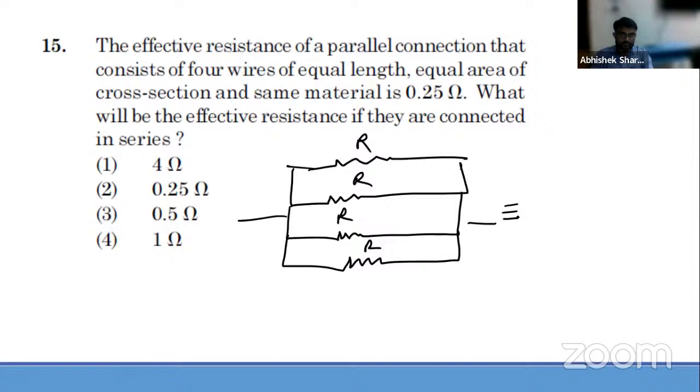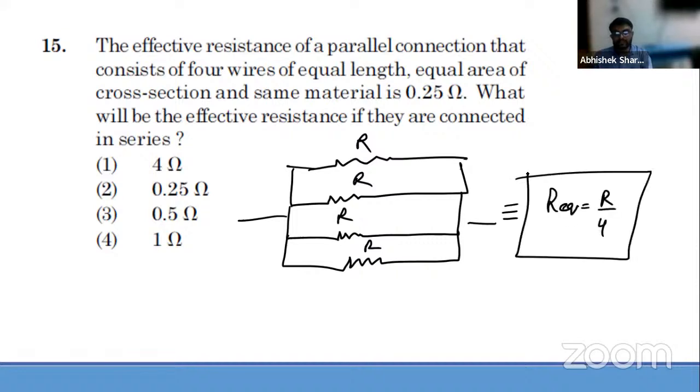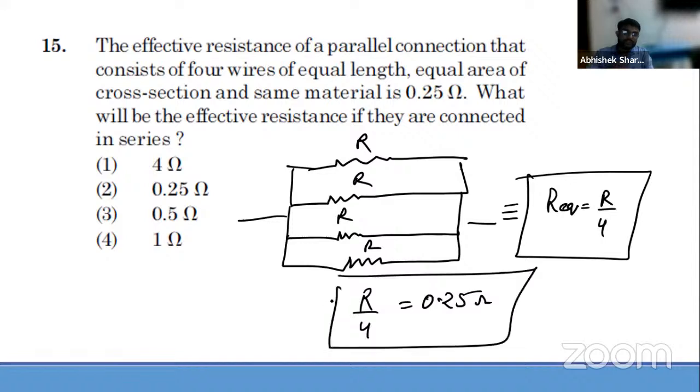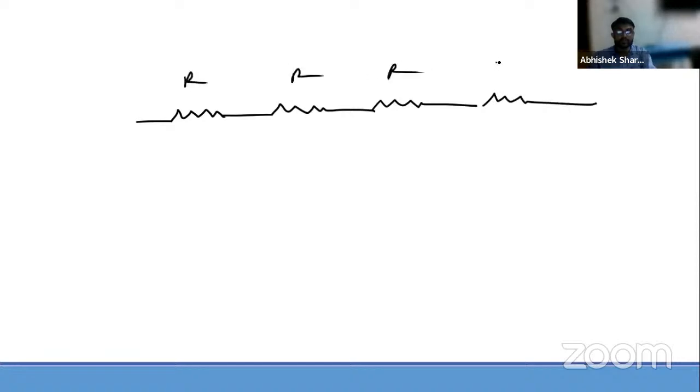Effective resistance comes out to be, we know when the resistances are connected in parallel, 1 upon R net is 1 upon R, so it is 4 by R. So R net is, I'm writing directly, R equivalent or effective is R by 4. Okay, the value given in the question is 0.25 ohm. They're asking, if we modify the circuit and we're not changing these R values, we will connect these R values in series. So what will be the new effective resistance?